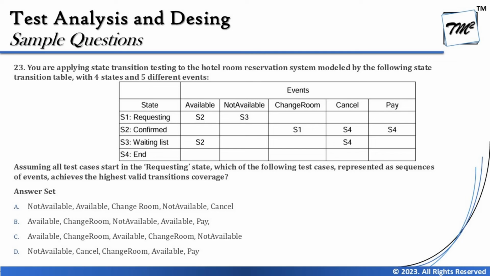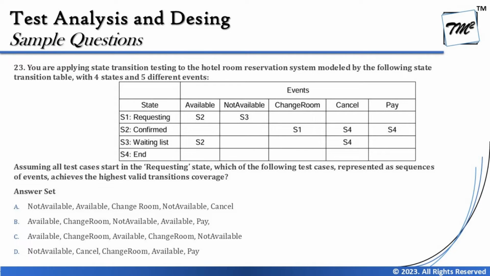Let's look at C. Option C says available, change room, available, change room, not available. So it's a cyclic process, as you can understand yourself, repeating the loop within two particular states. If I count this together, it only covers three different transitions, where both available events correspond to the same transition from S1 to S2 itself, right? So that cannot be taken into account because it's less than both of the others.